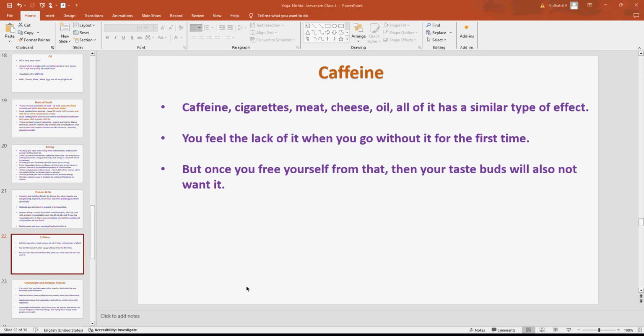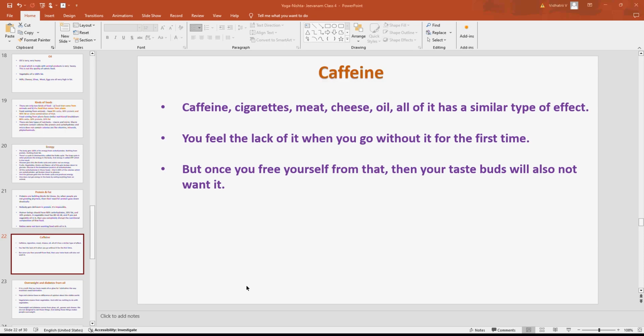So the next thing is the caffeine, right? Caffeine is also the same thing. Those who drink caffeine, whether it's tea, coffee, right, they feel they need it, they cannot be without it, right? They feel if I don't drink it, I'm going to get a headache, because these are all addictions, whether it is caffeine, cigarettes, meat, cheese, oil, onion, garlic. They all have the same type of effect. They're very addictive. So if you don't have them, you feel the lack of it, when you go without it for the first time, right?